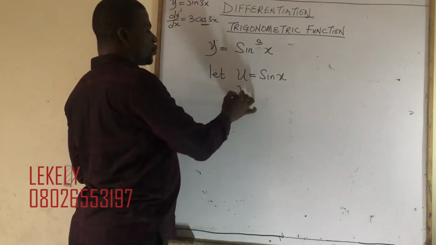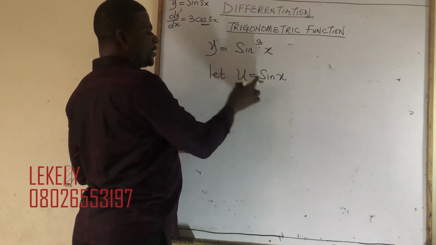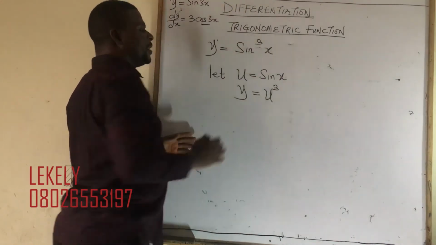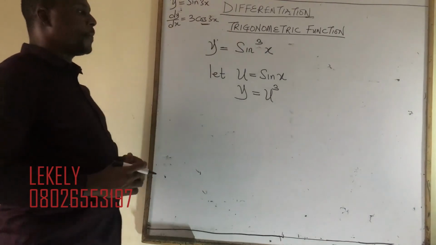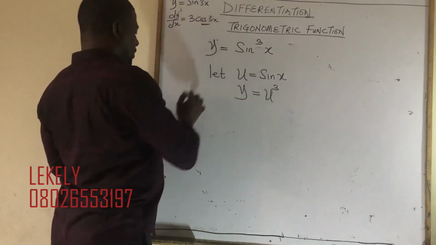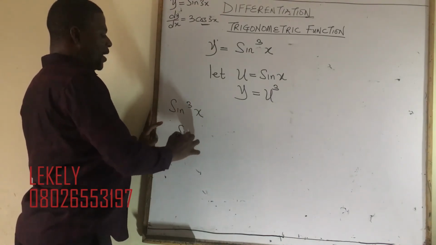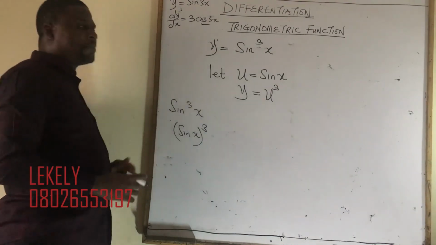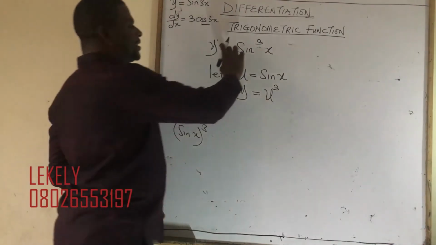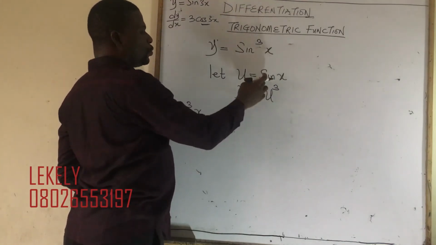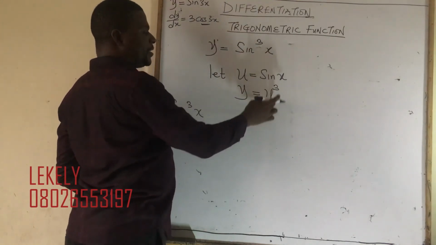That means rewrite this question. Y is equal to, instead of writing sine x, you have replaced it with u, so you say u raised to power 3. You see that? U raised to power 3, because this is a power. So sine x raised to power 3 actually means this. This is the original meaning, but you don't write it this way; you have to write it this way. So let sine x be equal to u. It will now be u raised to power 3.